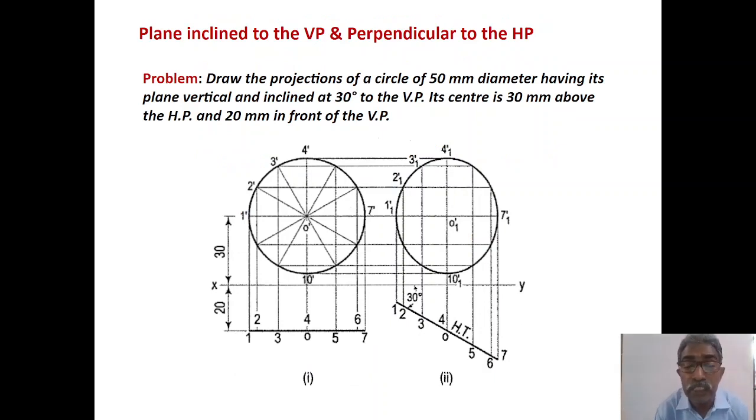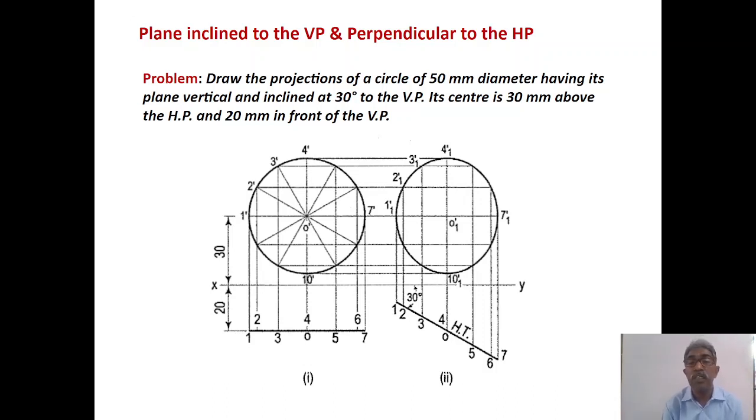A better way, I will explain with the help of a plane. Here we will take a circular plane. Until now you have taken polygonal planes. Now we will take a circular plane. Draw projections of a circle of 50 mm diameter having its plane vertical. Vertical means perpendicular to the horizontal plane. Inclined at 30 degrees to the vertical plane. Its center is 30 mm above the horizontal plane, 20 mm in front of the vertical plane.